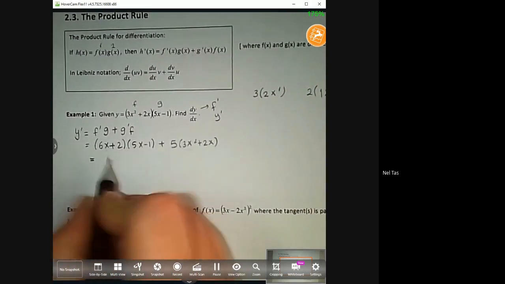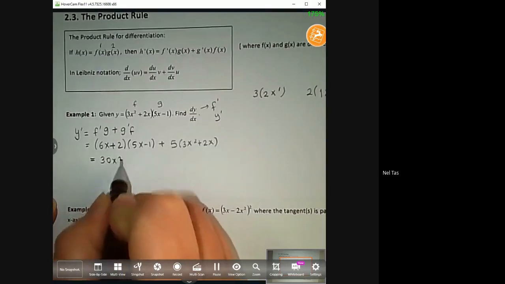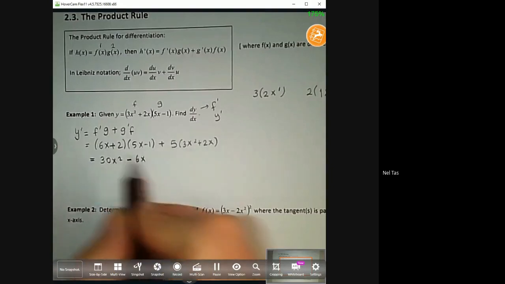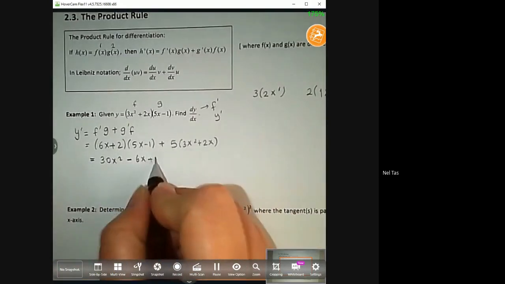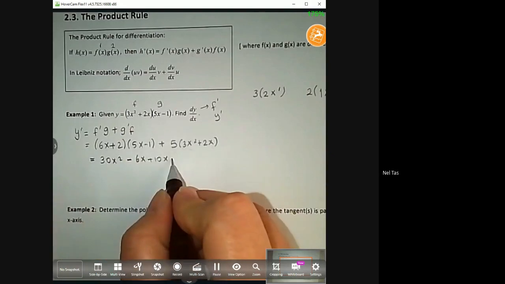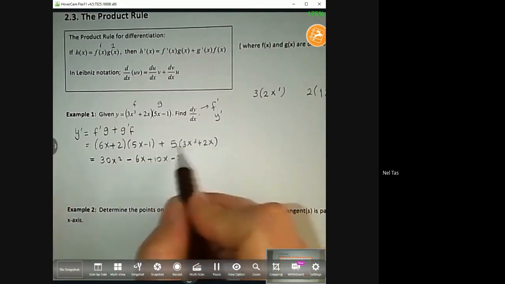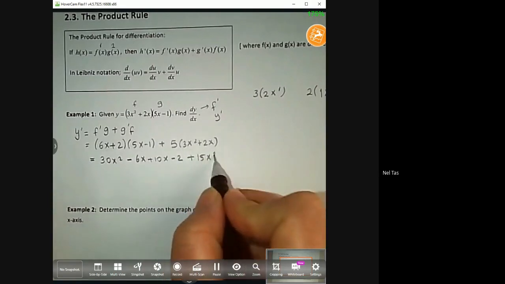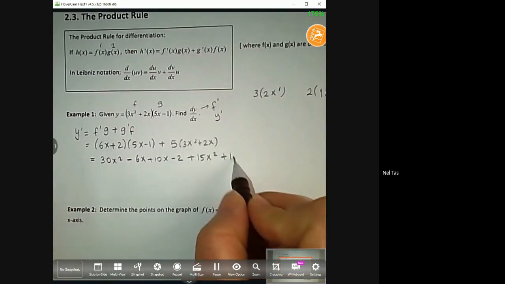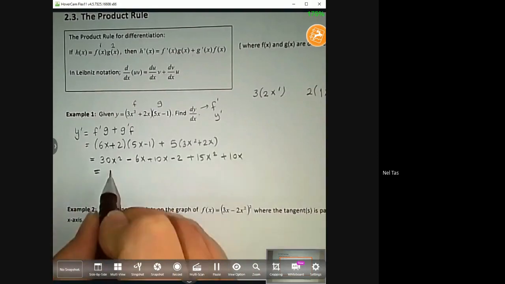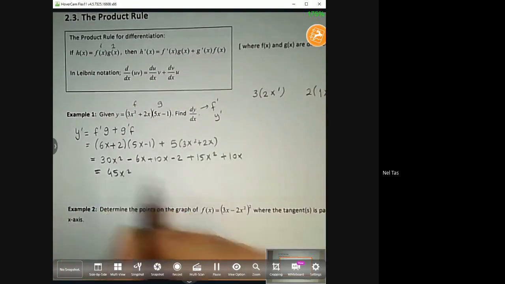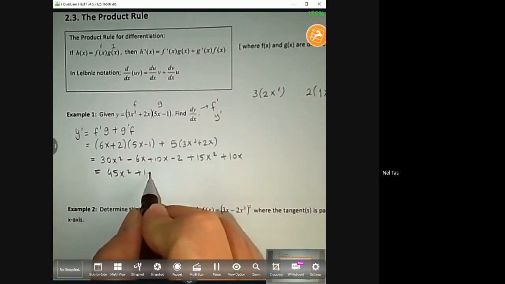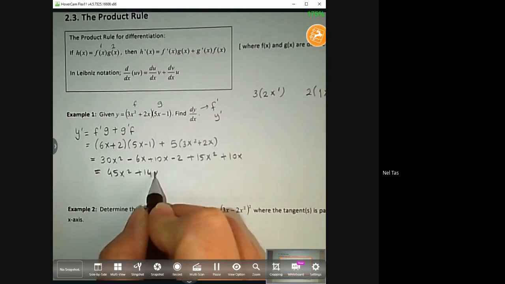So 6x times 5x, 30x squared. 6x times minus 1, minus 6x. 2 times 5x, 10x. 2 times negative 1, negative 2. So let's expand this one. 5 times 3x squared, 15x squared. 5 times 2x, 10x. So we end up with 45x squared plus 14x minus 2.